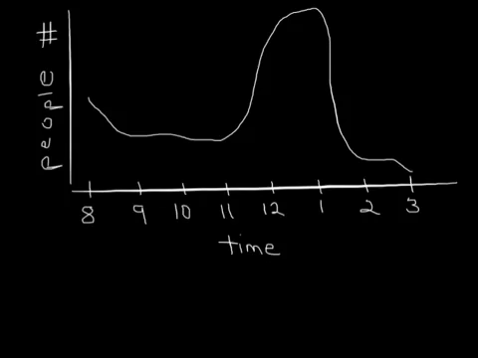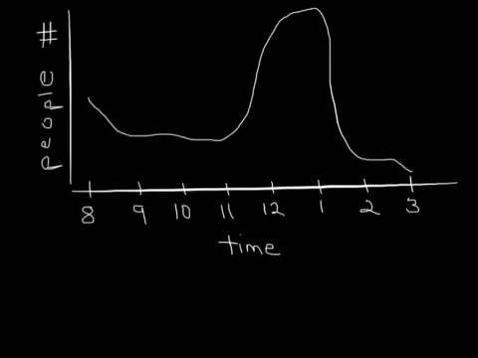I'd like us to talk about interpreting curved line graphs. This graph is representing what happens in a little diner over time. The horizontal axis represents the time from 8 o'clock in the morning until 3 in the afternoon. The vertical axis represents the number of people who are in the diner.